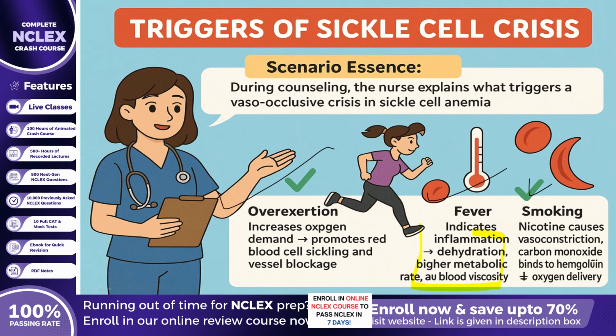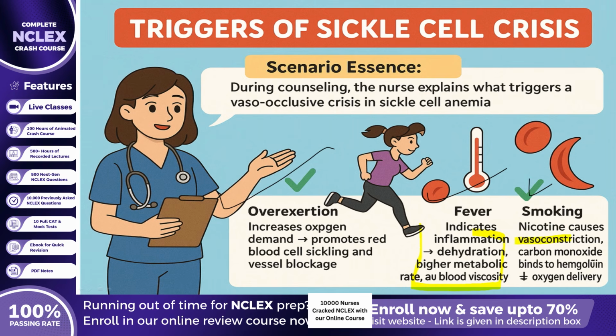Moving to option 6, smoking. This is another correct trigger. Cigarette smoke contains carbon monoxide and nicotine, both of which are harmful to oxygen transport and vascular health. Carbon monoxide binds to hemoglobin, forming carboxyhemoglobin, which drastically reduces oxygen availability to tissues. Nicotine, on the other hand, causes vasoconstriction, limiting microcirculatory flow.